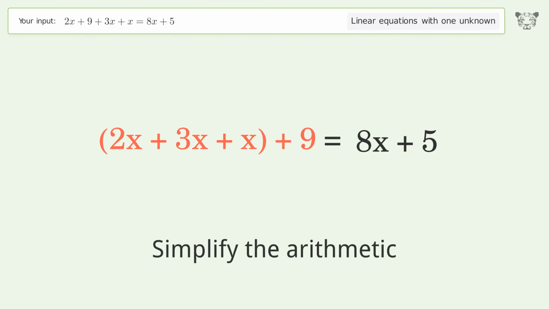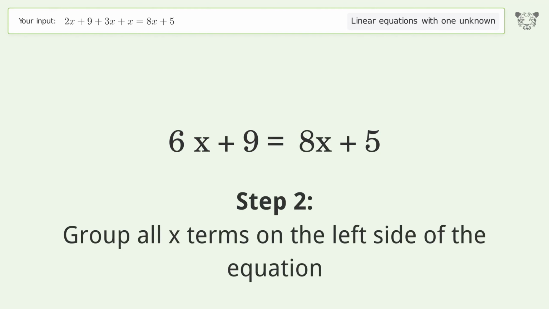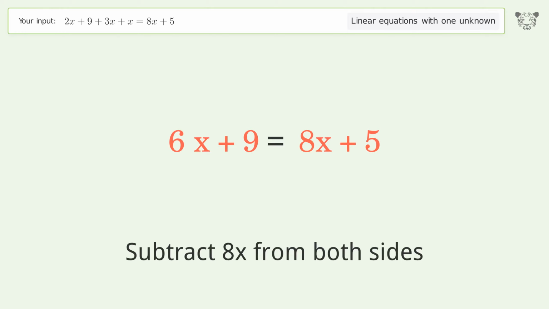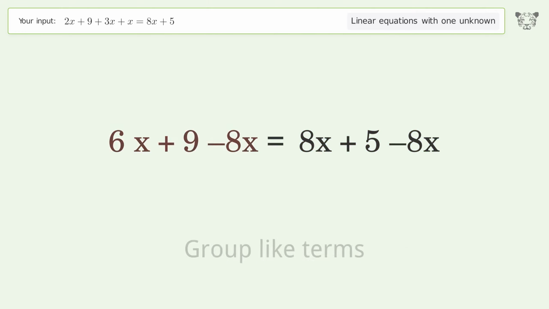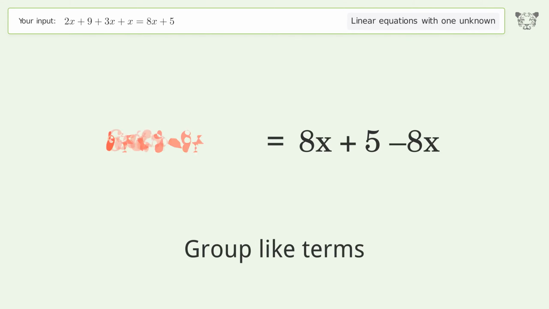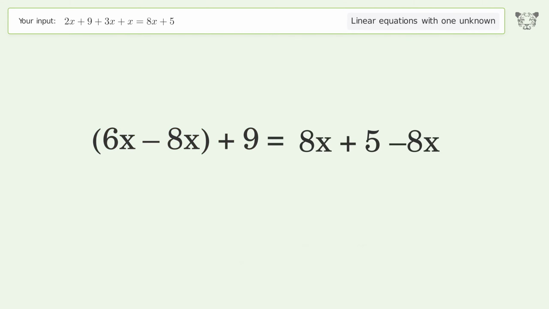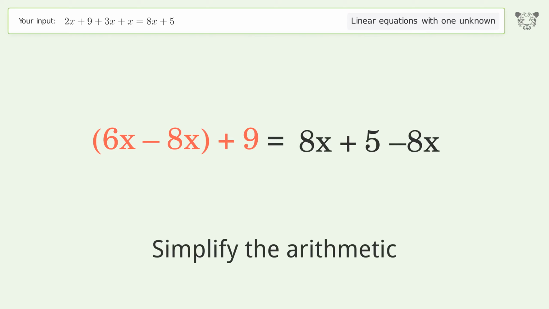Simplify the arithmetic. Group all x terms on the left side of the equation. Subtract 8x from both sides. Group like terms. Simplify the arithmetic.